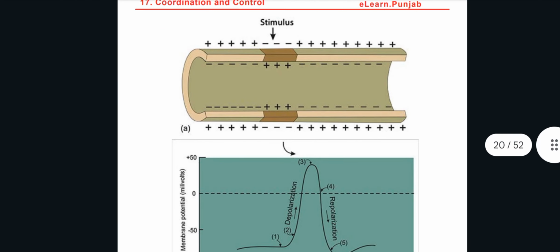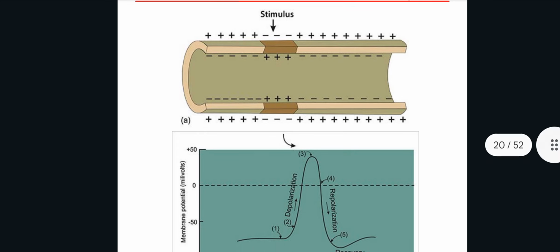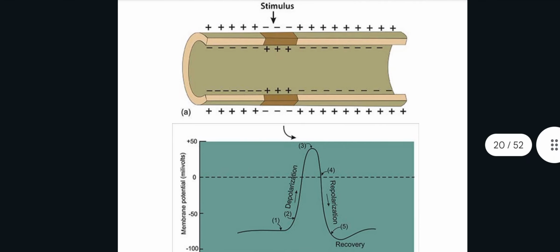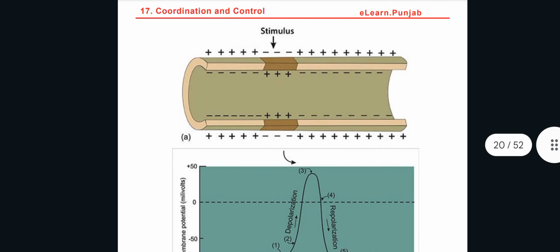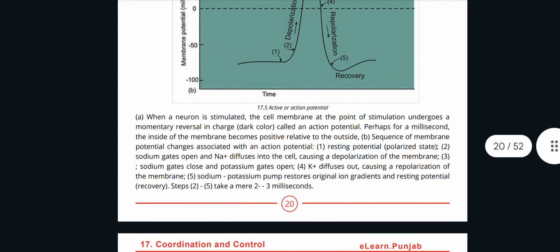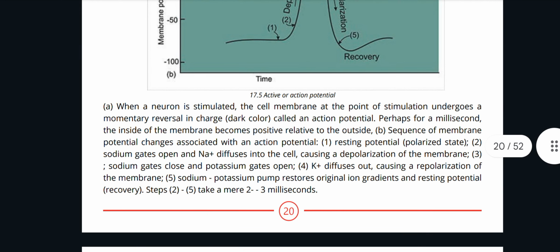As you can see over here, the polarization, repolarization, hyperpolarization is shown in the graph, and the charges are also visualized. When a neuron is stimulated, the cell membrane at the point of stimulation undergoes a momentary reversal in charge called an action potential. Perhaps for a millisecond, the inside of the membrane becomes positive relative to the outside. Sequence of membrane potential changes associated with an action potential.